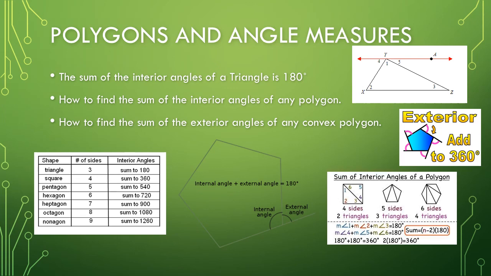And then finally, we can also find the sum of exterior angles of any convex polygon. And we'll talk more about what an exterior angle is and get a better understanding of that. But basically, you have all those exterior angles added together. They will equal 360 degrees no matter what convex polygon you have.